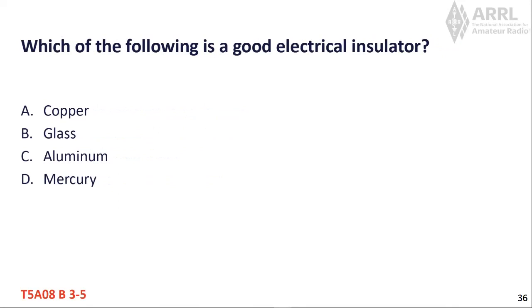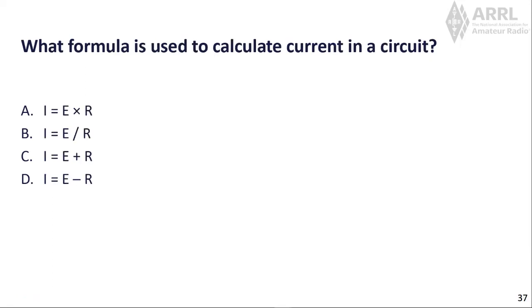Which of the following is a good electrical insulator? The correct answer is B, glass. What formula is used to calculate the current in a circuit? So if you go back to your circle again, I, the current, is equal to E divided by R. The correct answer is B.